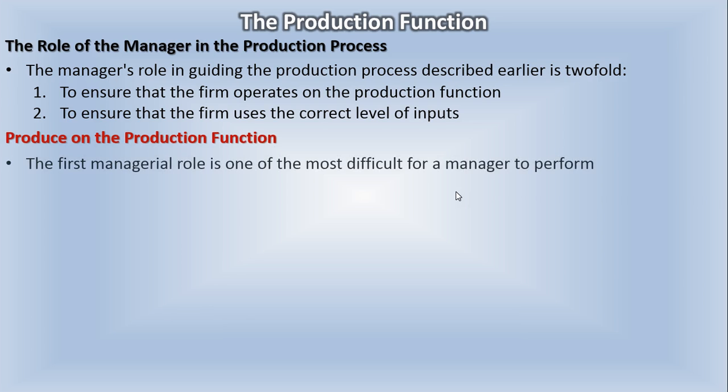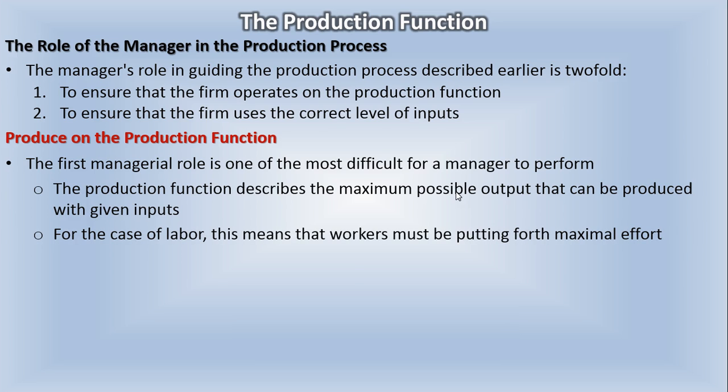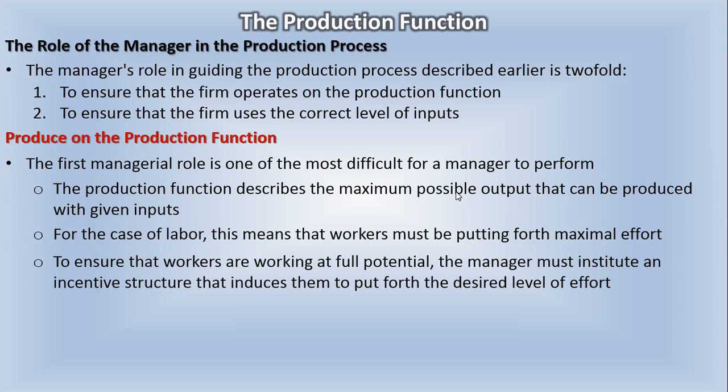All right, so to produce on the production function, the first managerial role is one of the most difficult for a manager to perform, because again, it involves people. You need to get people to work at a certain level. The production process describes the maximum possible output that can be produced with given inputs. For the case of labor, this means the workers must be putting forth maximal effort. To ensure that workers are working at full potential, the manager must institute an incentive structure that induces them to put forth the desired level of effort.